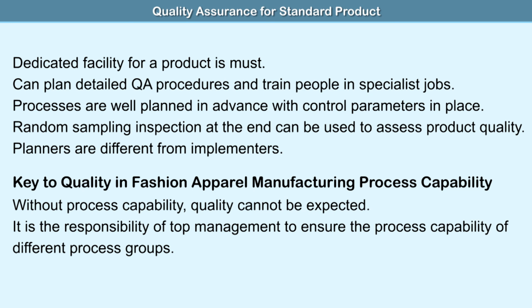Key to quality in fashion apparel manufacturing: process capability. Without process capability, quality cannot be expected. It is the responsibility of top management to ensure the process capability of different process groups.